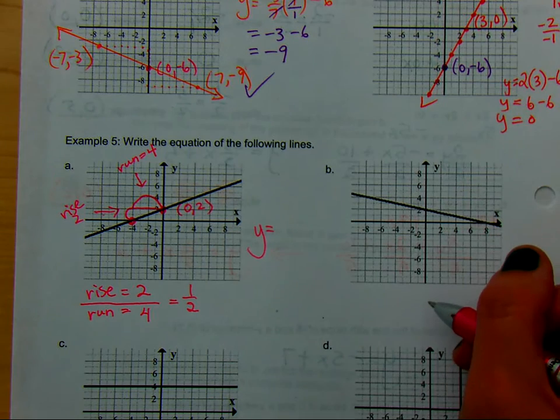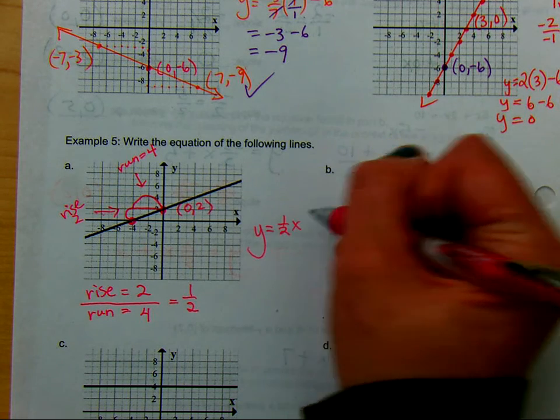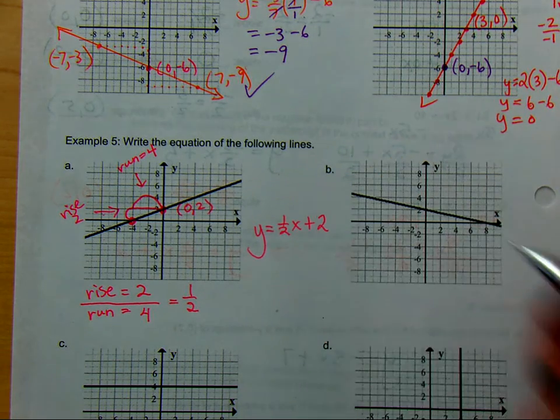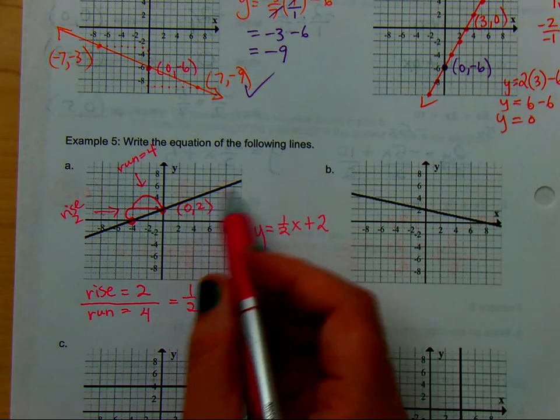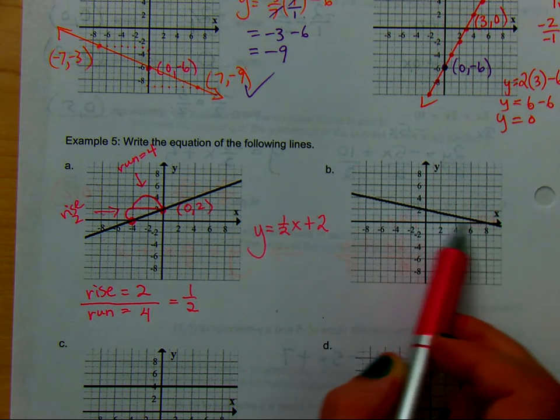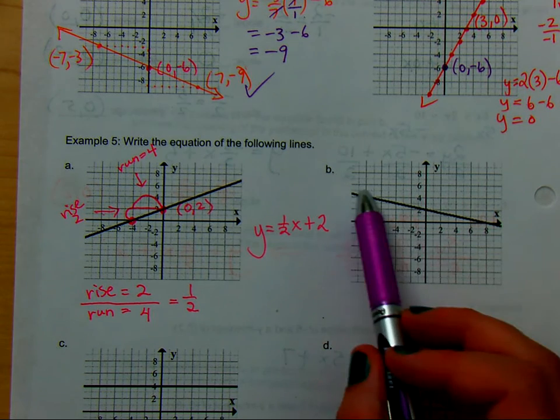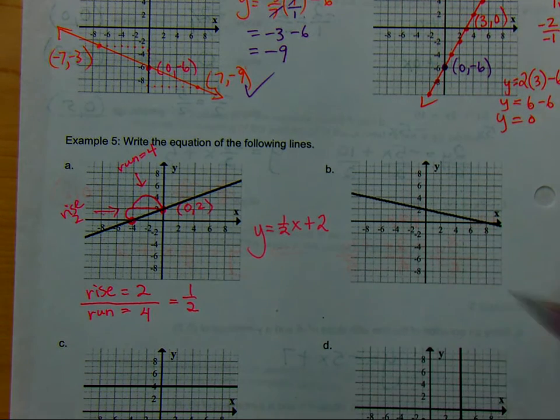So I have to put it together into an equation. Y equals 1/2 x plus 2. And I know it's positive because the line is going up from left to right. If you look at this line, tell me something that you notice about that line right off the bat. Must have what kind of slope? Yes, this is going to have a negative slope because the line is going down from left to right.